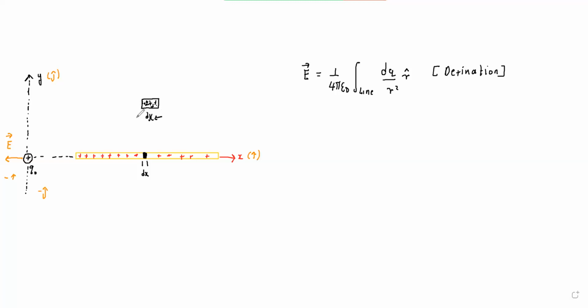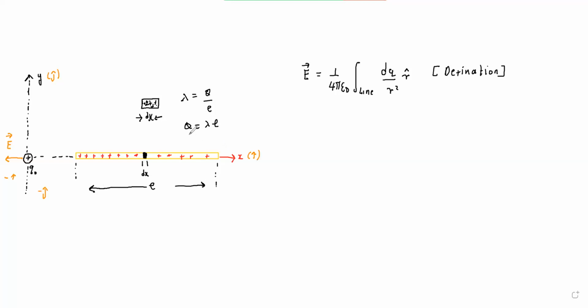Since these charges are distributed linearly, we can use the linear charge density. You remember, the linear charge density is defined as Q over L. So the total charge of this rod can be defined as lambda times L, because we can say the length of this rod is L.